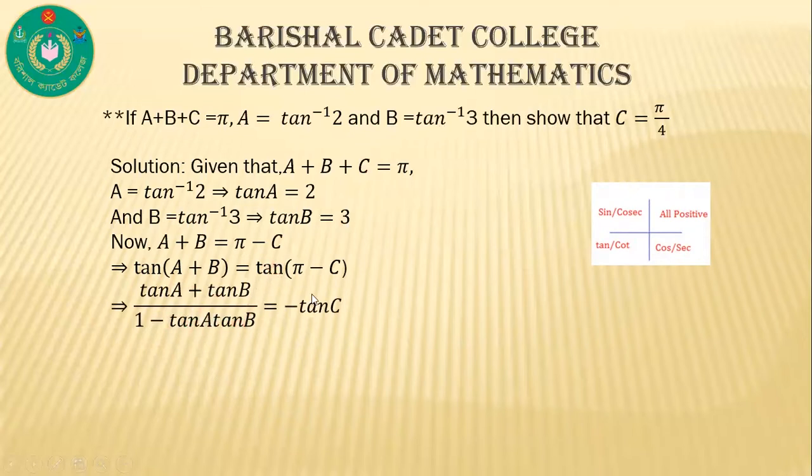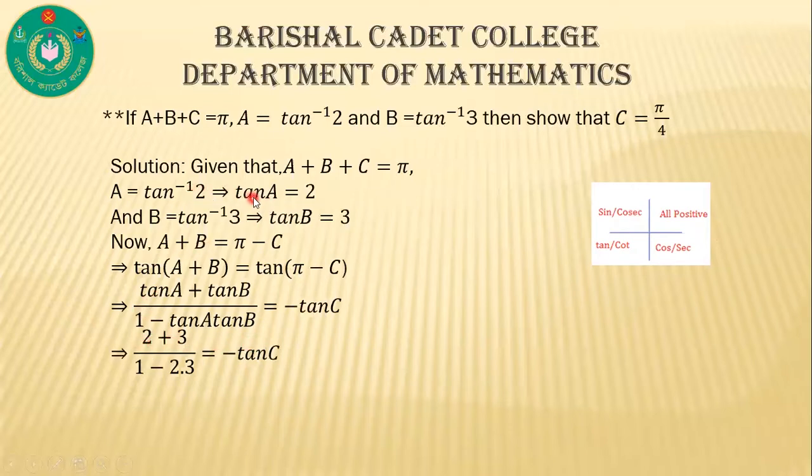And here you can see tan of pi minus c. Here pi means 2 into pi by 2. 2 is an even number. That means tan will remain the same, tan. 2 means the second quadrant. Here tan is negative. That's why minus sign, and tan c.